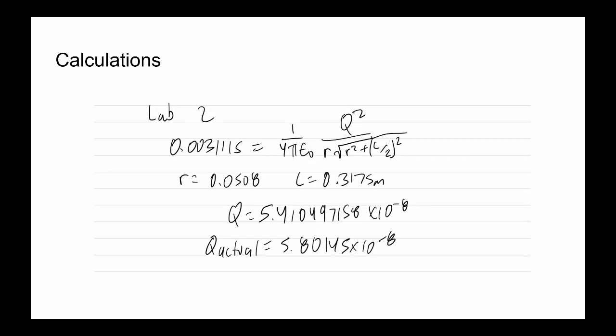For the calculations, I used the electric field of a uniformly charged rod as the external electric field and multiplied that by the charge again. That is the right-hand side of this equation, and it is equal to the gravitational force. By plugging in R as 0.0508, which is the distance between the two tapes, and L as 0.3175, which was the length of the tape, we could solve for Q, which was 5.41049 times 10 to the negative 8th. As you can see, the actual number was 5.80145 times 10 to the negative 8th, but I'll explain that later.